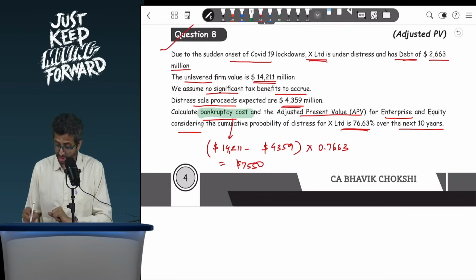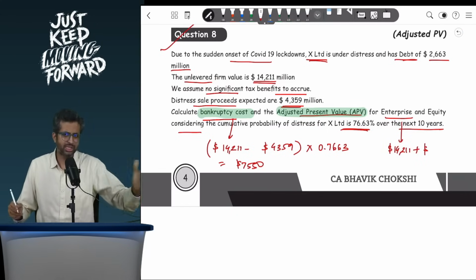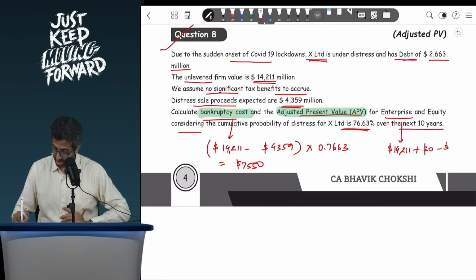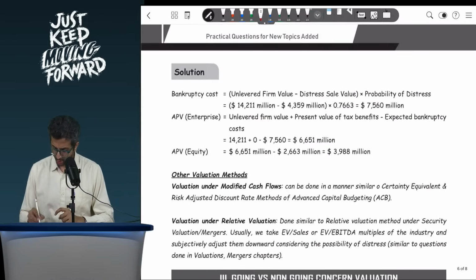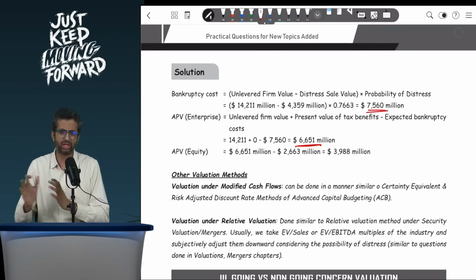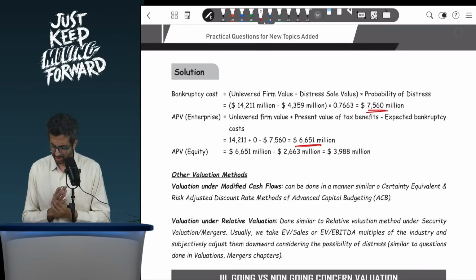So that is your expected bankruptcy cost if it comes, and then the adjusted present value for enterprise and equity. So over here, the enterprise value can be calculated as the unlevered value, which is 14,211, plus the tax savings that you are expecting on debt. Typically that will be the debt into the tax rate. Here they are saying that there is no tax savings, so this is plus 0 minus, let's say, 7550. So if I subtract, 14,211 minus 7550, approximately that is around 6660 or 61 as the case may be. So this will give you your value of 6661 or 6651. Maybe there is some calculation working here or there, some rounding differences, that is fine.